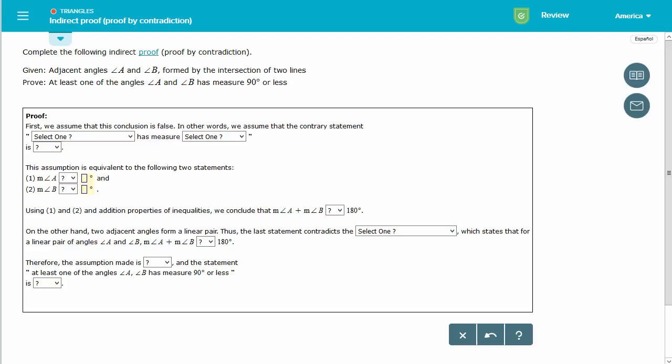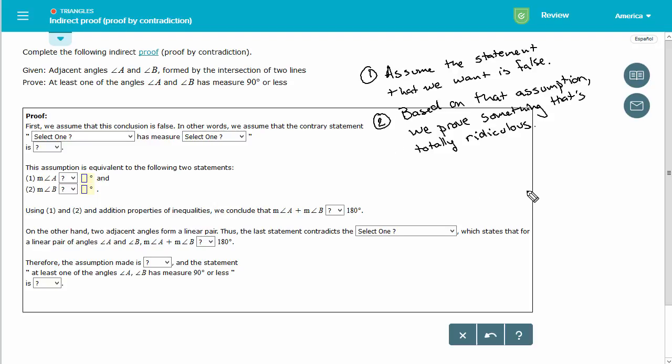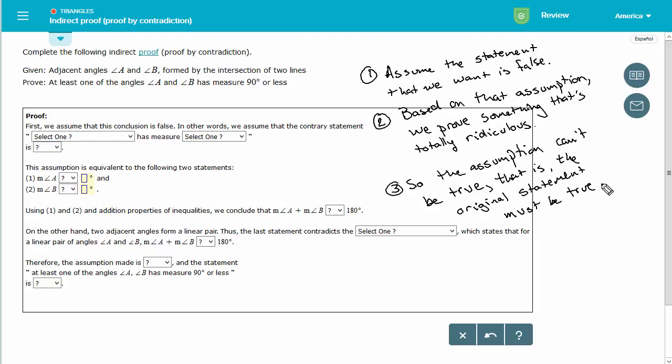In a proof by contradiction, we're doing something a little bit weirder. The logic goes like this. First, we assume the statement that we want is false. Based on that assumption, we prove something that's totally ridiculous. And then, since the ridiculous thing can't possibly be true, the assumption can't possibly be true. Right? The assumption that the original statement was false, that can't happen. The original statement must have been true.